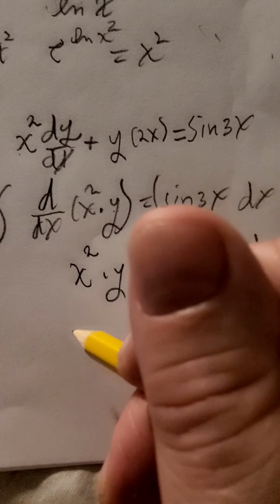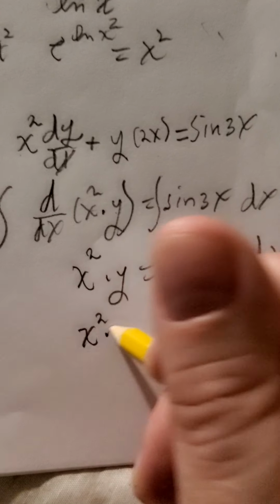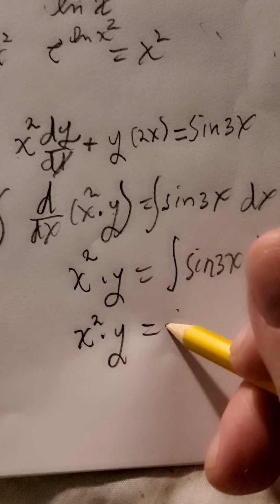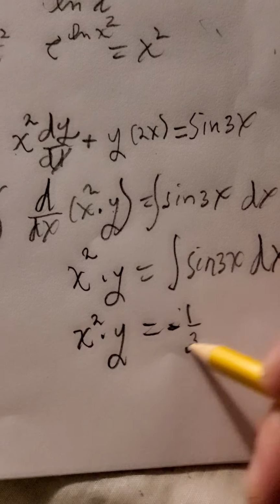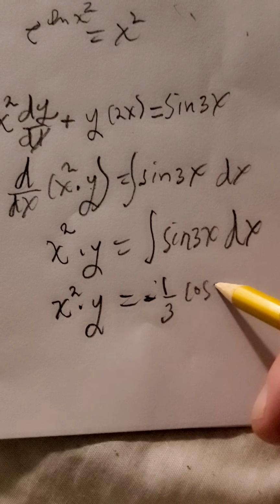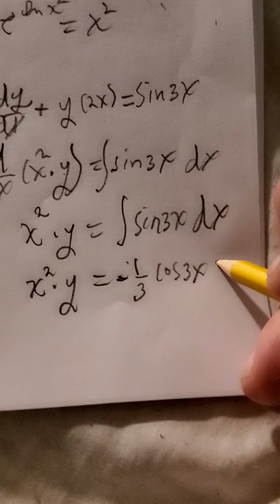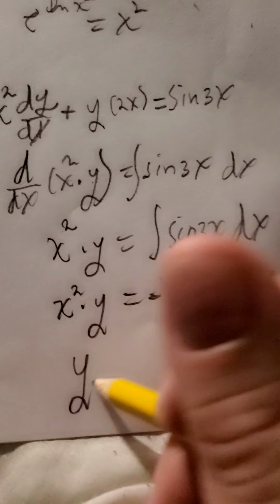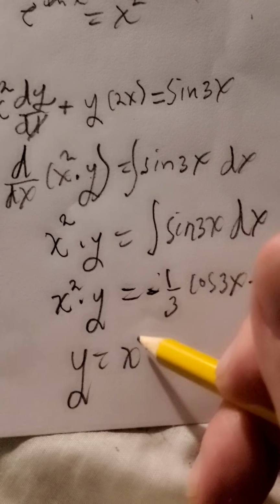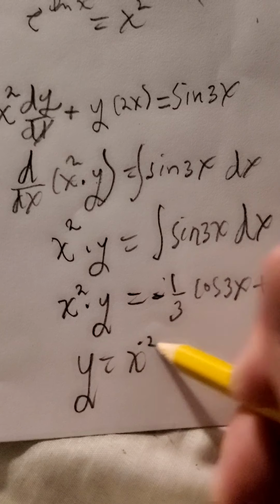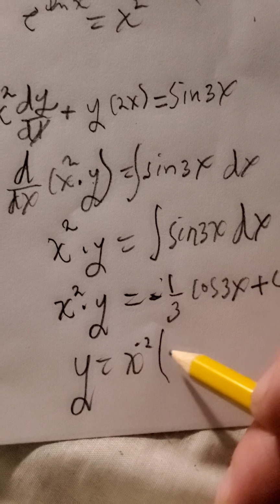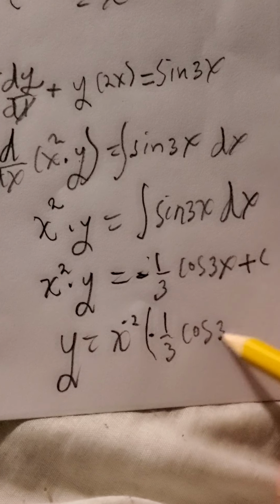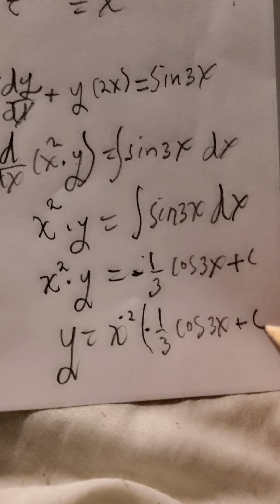So we're going to have x squared times y equals minus 1/3 cosine 3x. And if you want to put the plus c here, you can. So you could say the general solution is just going to be y equals x to the minus 2 times minus 1/3 cosine 3x plus c.